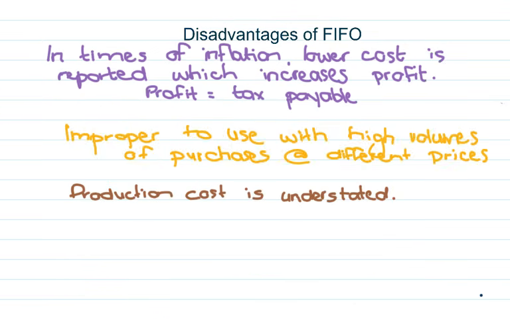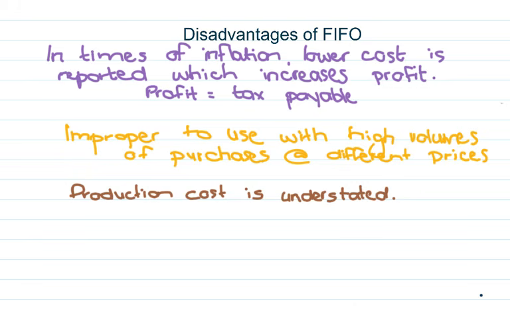Now, what are the disadvantages? In times of inflation, you will know that inflation is when prices are going up, then lower cost is reported, and that will increase my profit. And when I have an increased profit, I will have to pay more tax. Remember, if my cost is lower, my profit will be higher, my tax will be higher. While if I use the average valuation method maybe, then my cost will be a bit higher, my profit will be lower, and my tax will be lower.